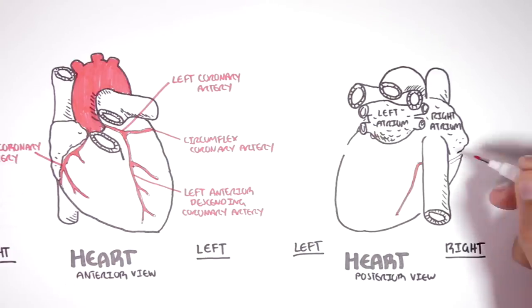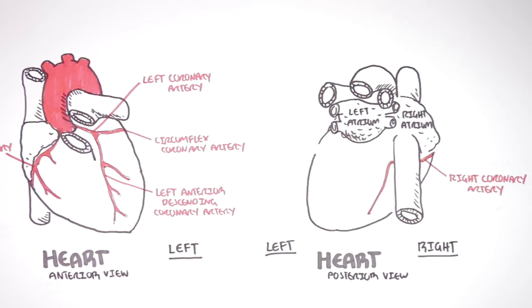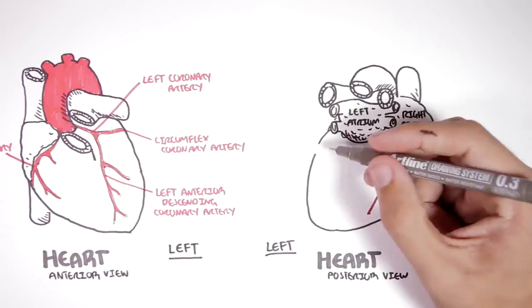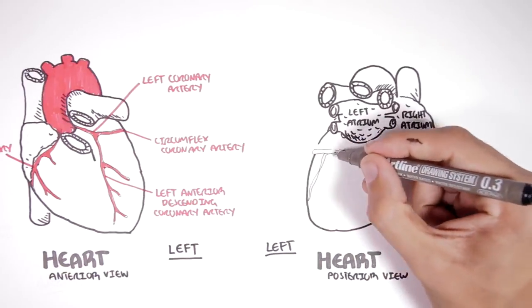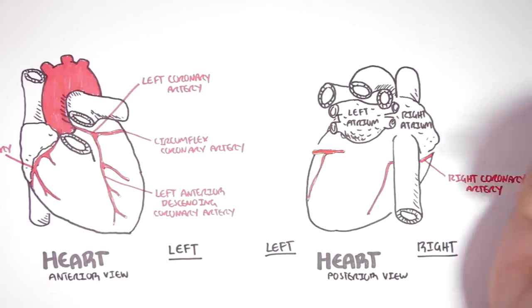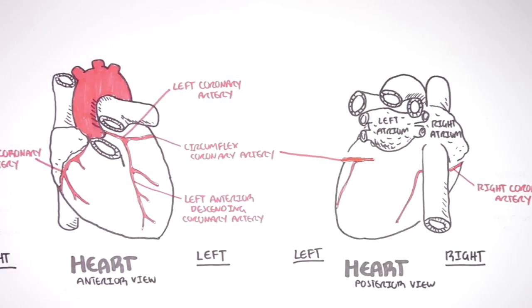This is part of the right coronary artery, the posterior descending artery that wraps around to the back here and supplies the right ventricle and the right atrium with blood. On the left side here is the circumflex artery, which I mentioned, that wraps around and supplies the left atrium with freshly oxygenated blood.